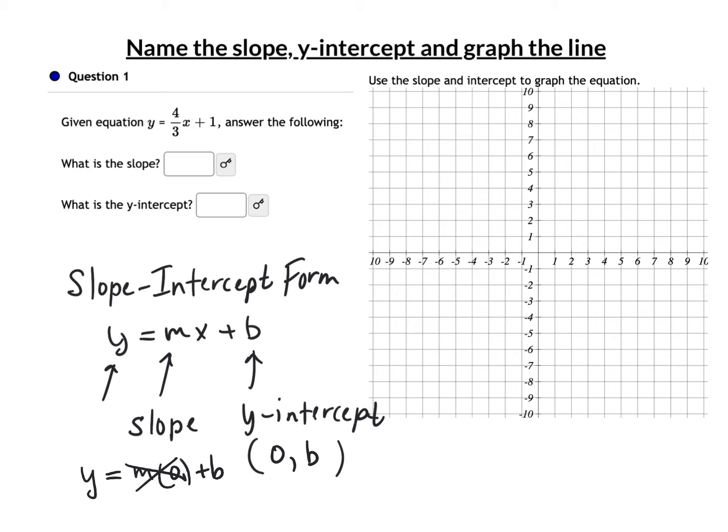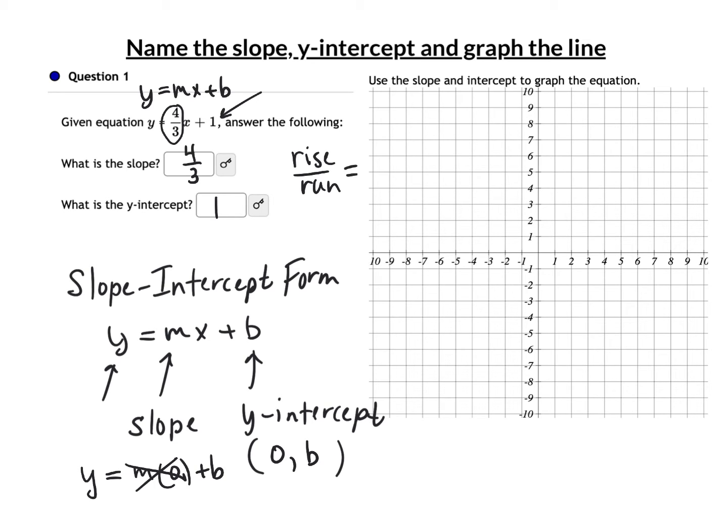When you look at this equation, it's in the form of y equal mx plus b. M is the number in front of the x, it's the slope, it's 4/3, and the y-intercept is the ordered pair 0, in this case 1. But all they're asking for is what is the number that's the y-intercept. It's 1.